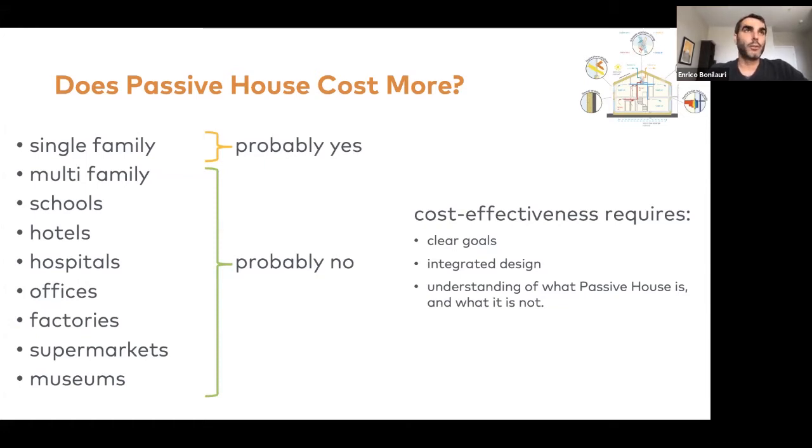We had issues with MEP engineers not believing the very low loads that you have in Passive House buildings, especially in buildings such as schools and offices. And so they were unwilling to downsize their mechanical system, and so we did not really benefit from that economy. There was no cost reduction there, so it was only the extra cost for the building envelope. So that kind of integrated approach and teamwork is needed to have cost effectiveness.